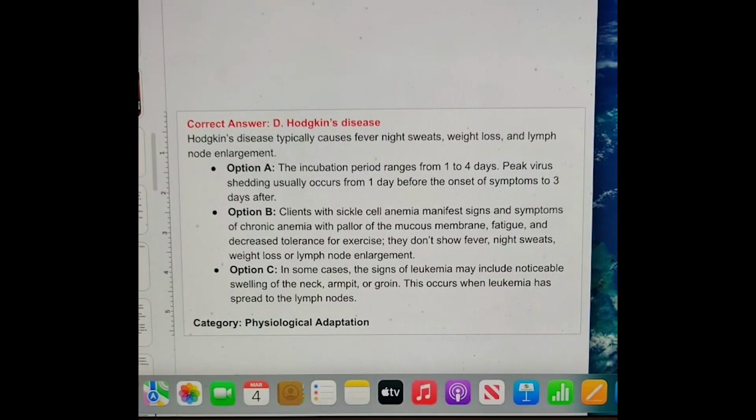And the answer is D. It is Hodgkin's disease. Hodgkin's disease typically causes fever, night sweats, weight loss, and lymph node enlargement. Part of physiological adaptation, 11 to 17%. Third largest section on the NCLEX exam.